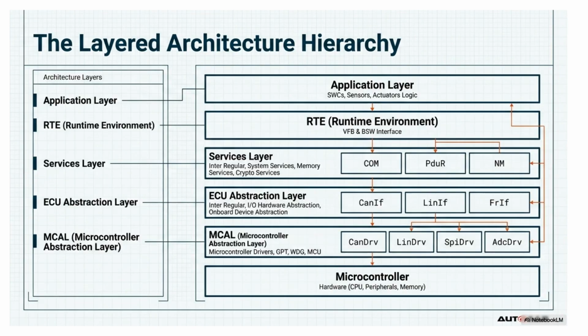To achieve this abstraction, Comstack utilizes a strict layered software architecture divided into three main levels: the application layer, the runtime environment, RTE, and the basic software, BSW. The BSW is further subdivided into the services layer, the ECU abstraction layer, and the microcontroller abstraction layer, MCAL. At the top, the application layer contains software components, SWCs, that focus on functional logic. The RTE acts as the central intermediary, providing communication services that hide whether data is moving locally within a single ECU or across an external network.